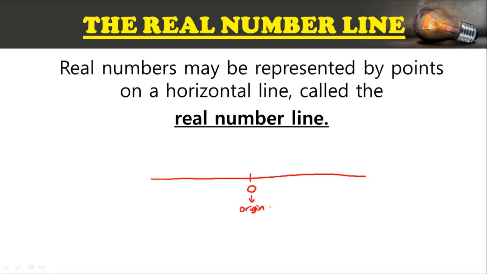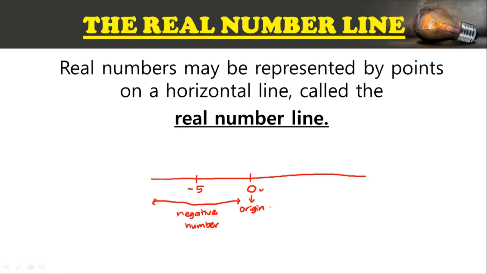So if here is 0, so before 0 to the left is the negative number. Let's say we have negative 5, so negative 5 should be on our left. Okay, here is 0, so negative 5 is here.